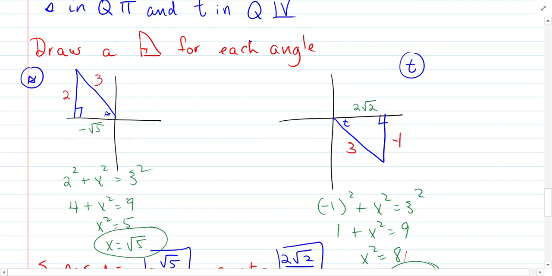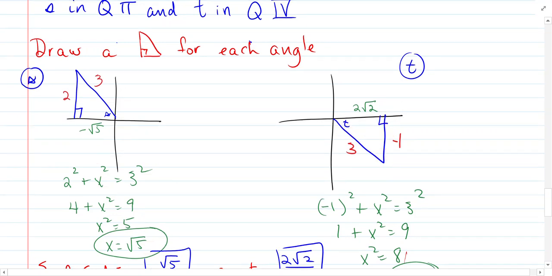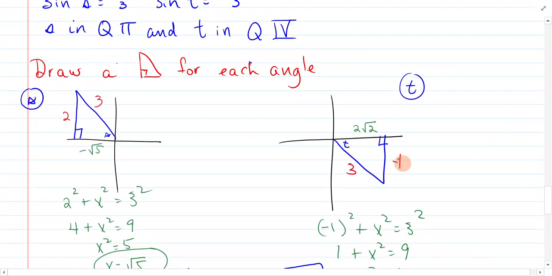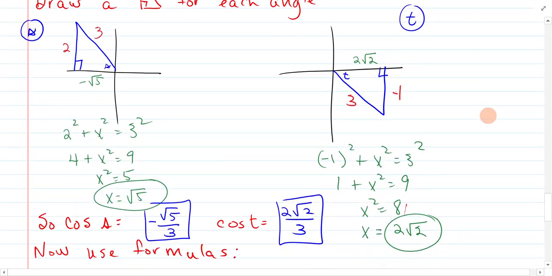That's important. For the one in quadrant 4, out from the origin, back to the x-axis. And we were given sine was negative 1/3. That would be opposite over hypotenuse. Negative here. R is always going to be positive. So again, we have to find this number. We found that it was 2 square roots of 2, and it is positive.